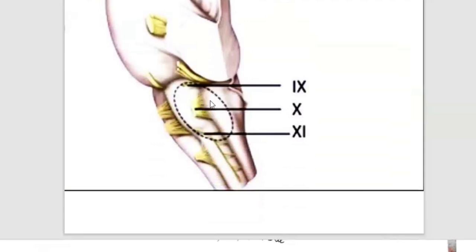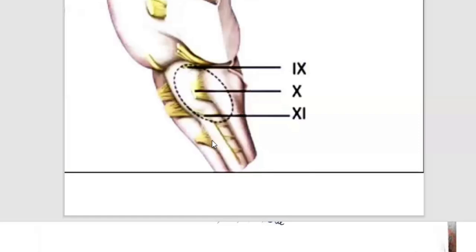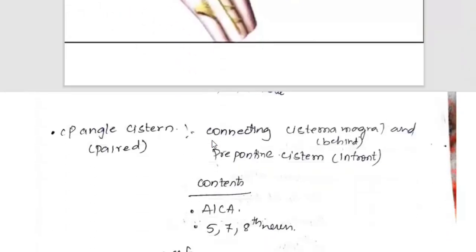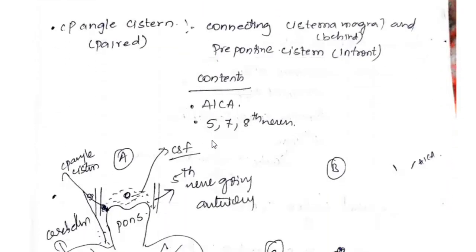This is the medulla oblongata. This is the pons, and this is the medulla oblongata. The 9, 10, 11 nerves pass through the cisterna magna. Okay, you understood this? Then we'll go to the next one.